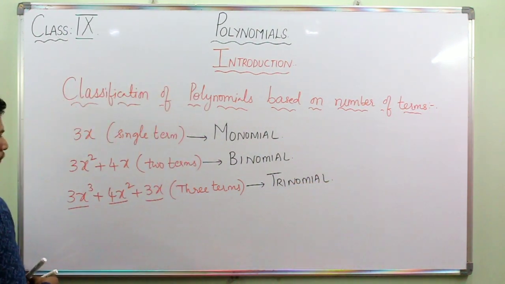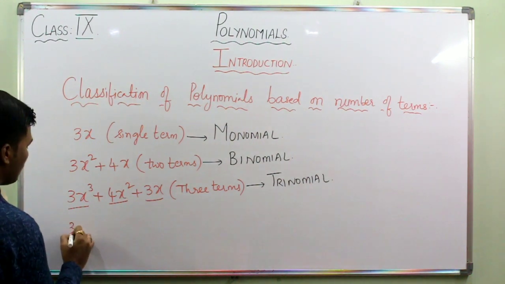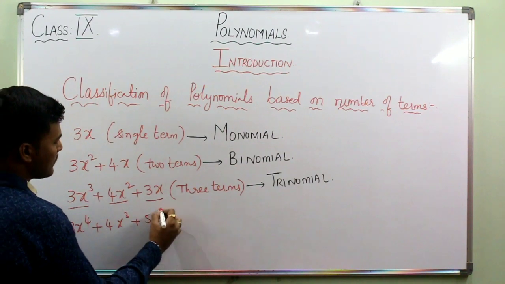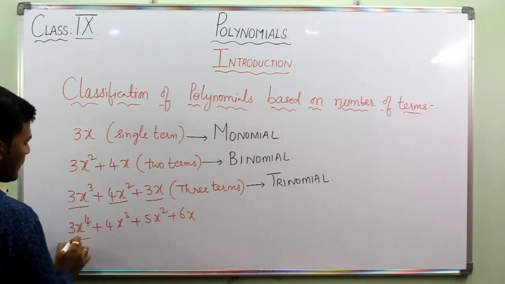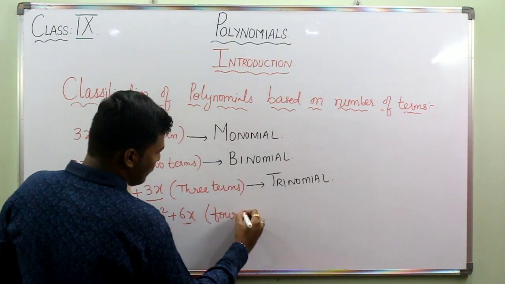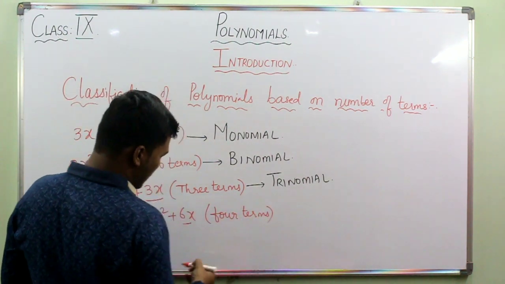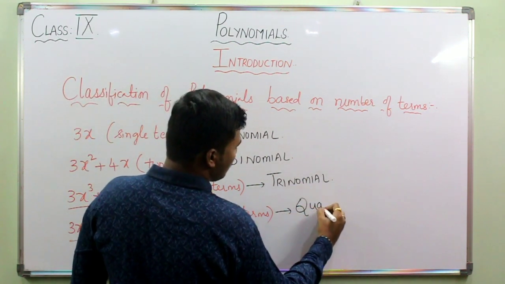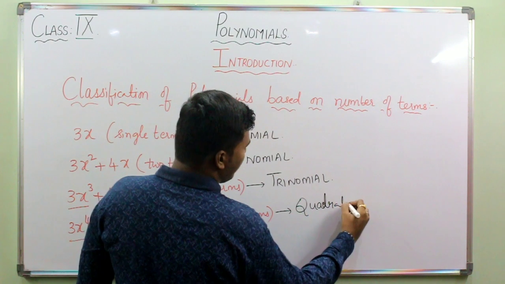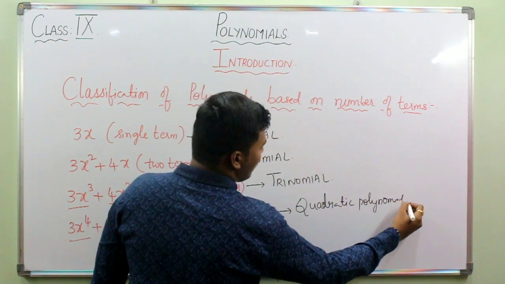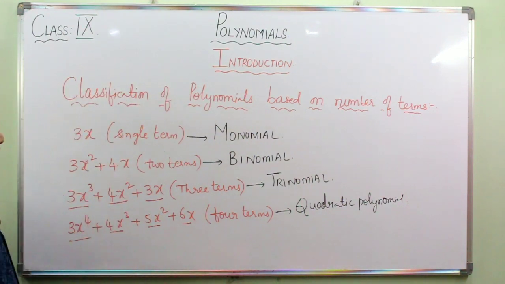Suppose I have 4 terms, that is 3x to the power of 4 plus 4x cube plus 5x square plus 6x. As I have 4 terms here, it is called a quadratic polynomial. Next we have biquadratic polynomial, and it continues like that. But after 3 terms we can just call them polynomials.